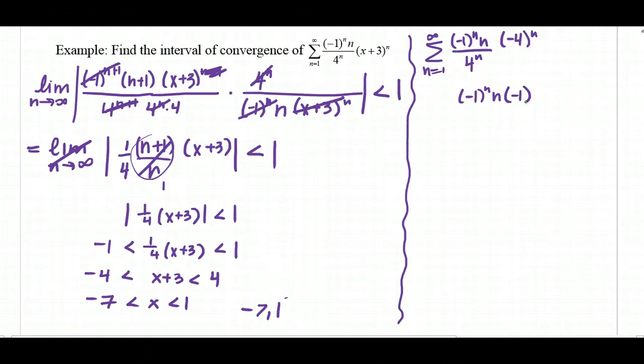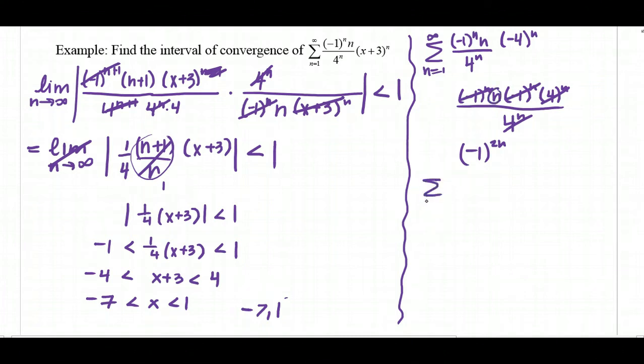Negative 4 to the n is negative 1 to the n times 4 to the n over 4 to the n. So in other words, the 4 to the n's are going to cancel out. I have negative 1 now to the 2n. So anytime I have a negative to an even power, because 2n is going to be even, I just have positive 1. So these two things are going to cancel out, and all I really have left is just n.